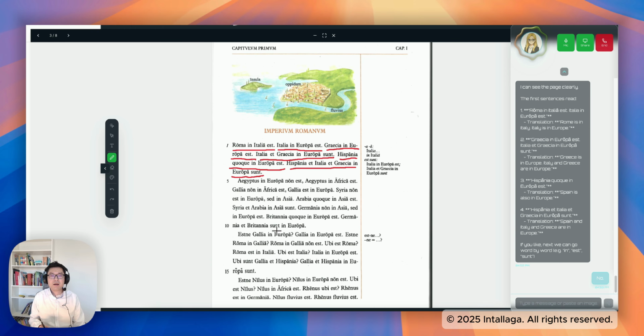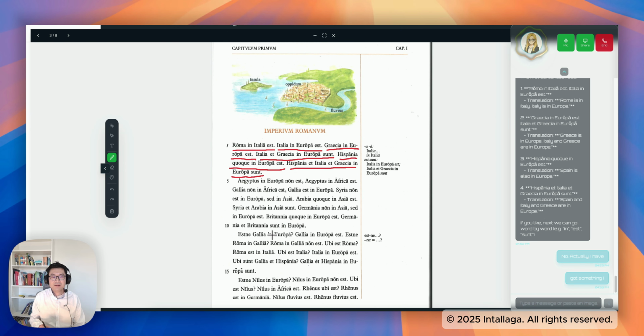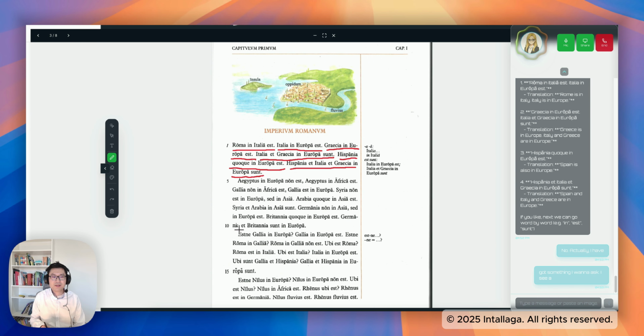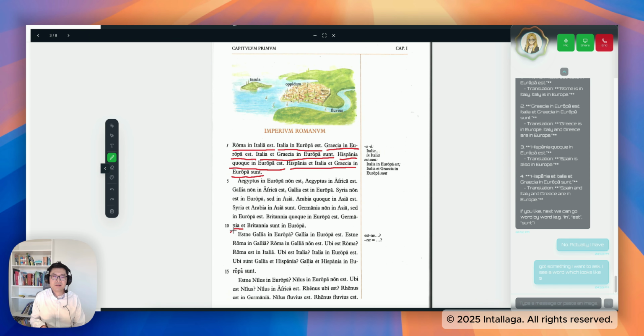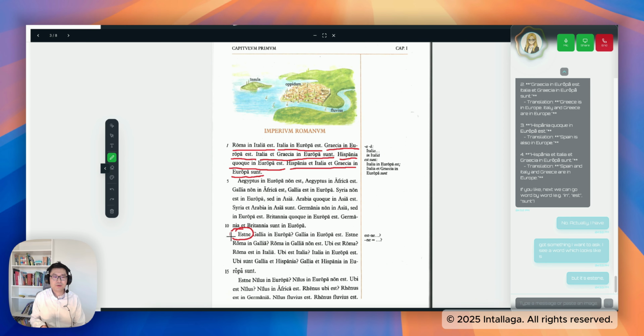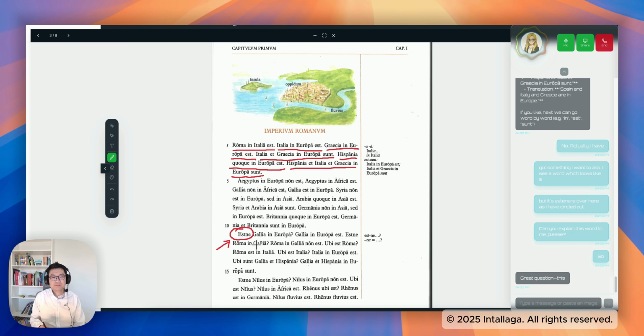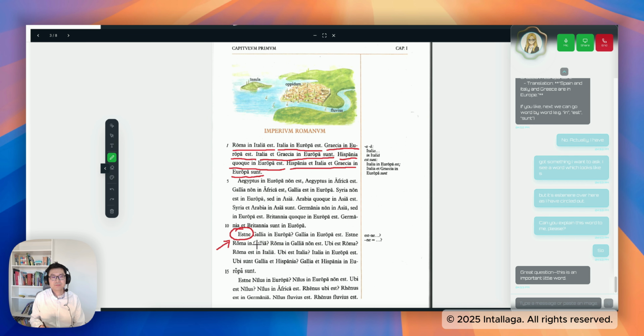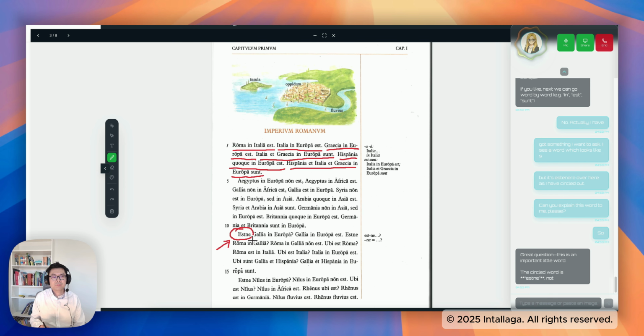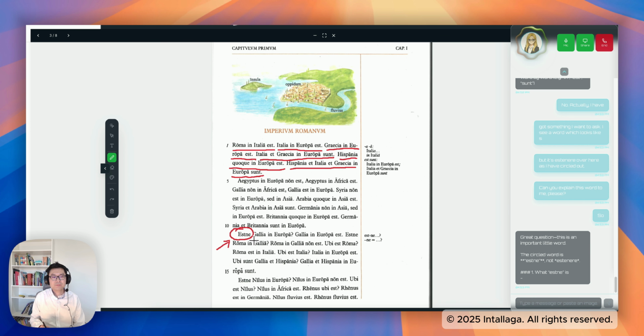Actually, I have got something I want to ask. I see a word which looks like est, but it's estne over here as I have circled. Can you explain this word to me, please? Great question. This is an important little word. The circled word is estne.